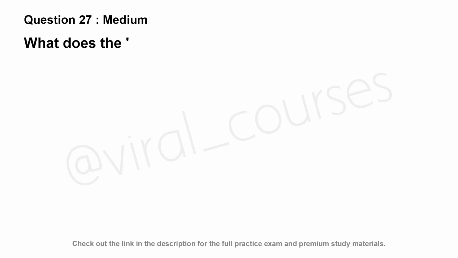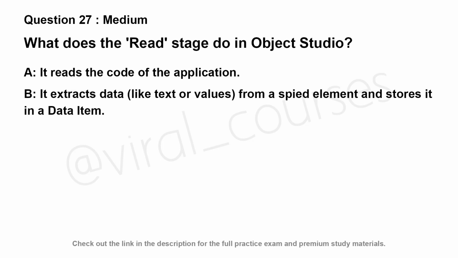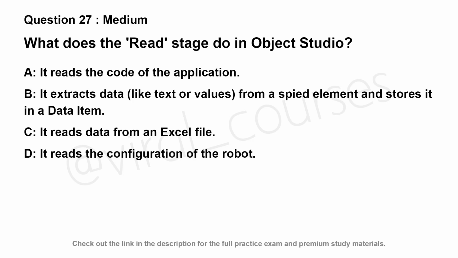What does the read stage do in Object Studio? Option A. It reads the code of the application. Option B. It extracts data, like text or values, from a spied element and stores it in a data item. Option C. It reads data from an Excel file. Option D. It reads the configuration of the robot.